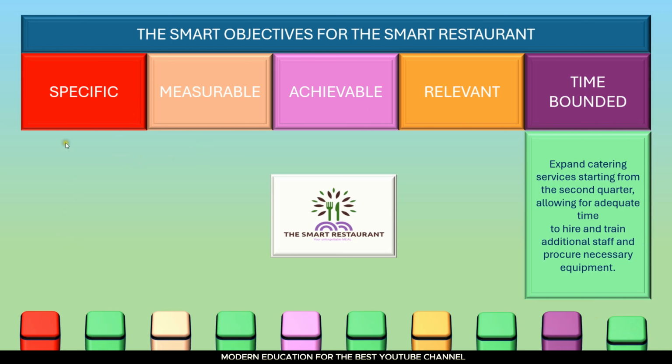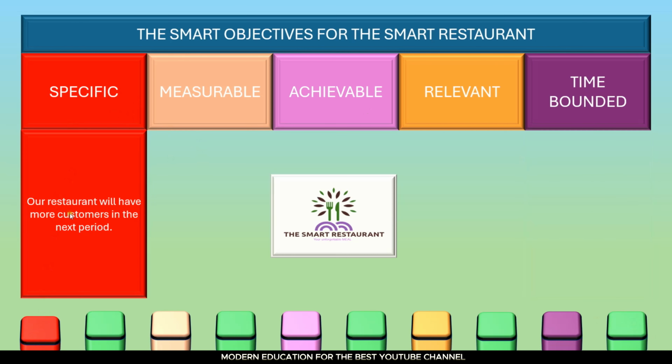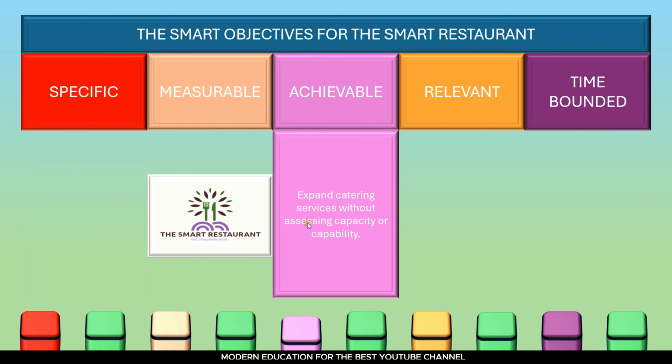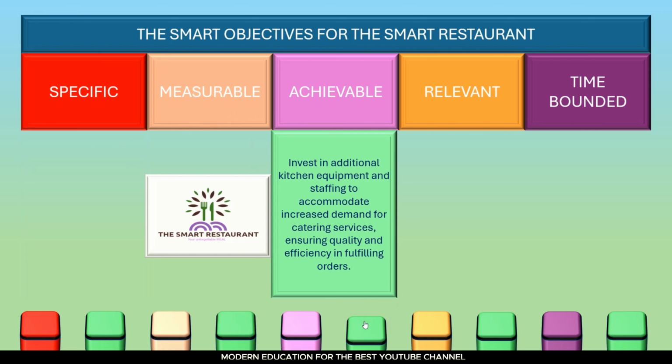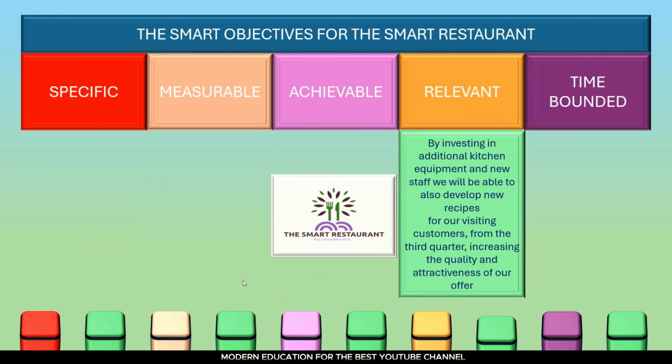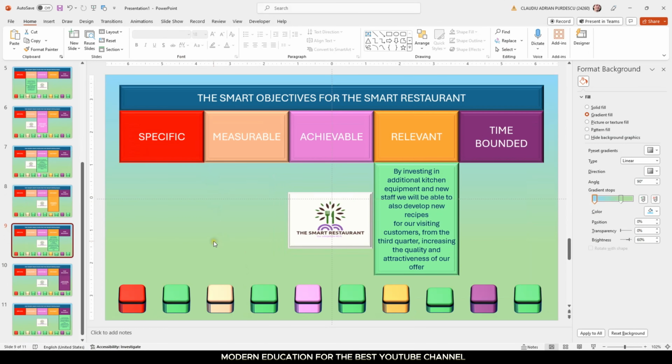Then let's discuss specific, a bad example, and a good example. Let's talk about achievable, a bad example, and a good example. And finally, let's talk about relevant, a bad example, and a good example. As you can see, everything works, everything is in place. So now you have this impressive presentation that you can create on your own and impress your own audience.